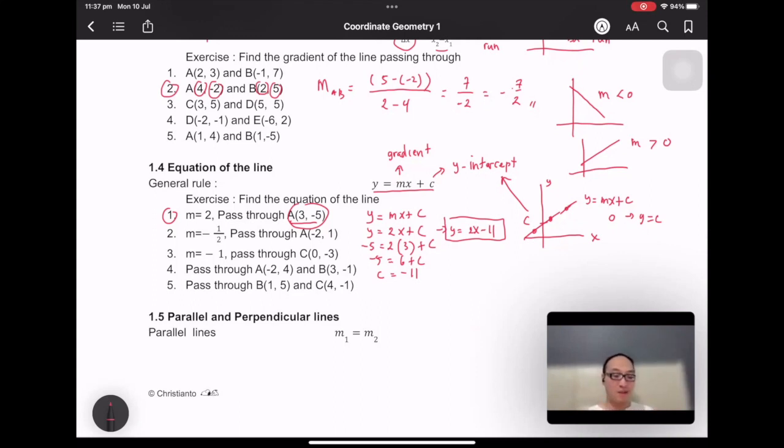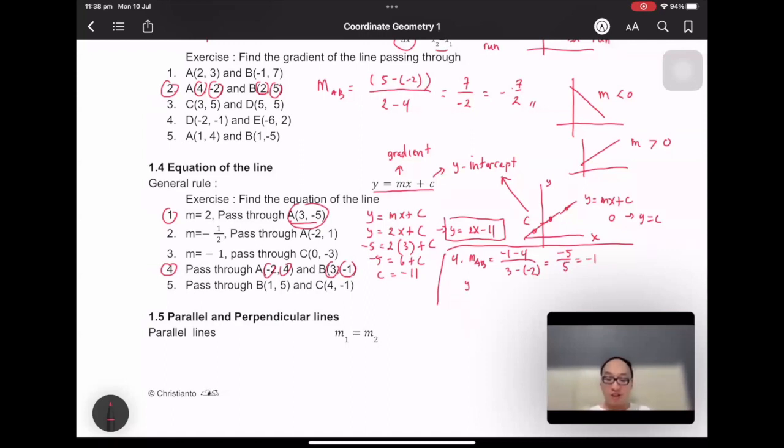So you can use any coordinates, any points on the line to find the constant. Another example, I will take number 4. In number 4, we don't know the gradient, so we have to find the gradient first. Number 4, I can rewrite here. So find the gradient of AB first. The gradient of AB is delta y, negative 1 minus 4, over delta x, 3 minus negative 2. So it equals negative 5 over 5, which equals negative 1.